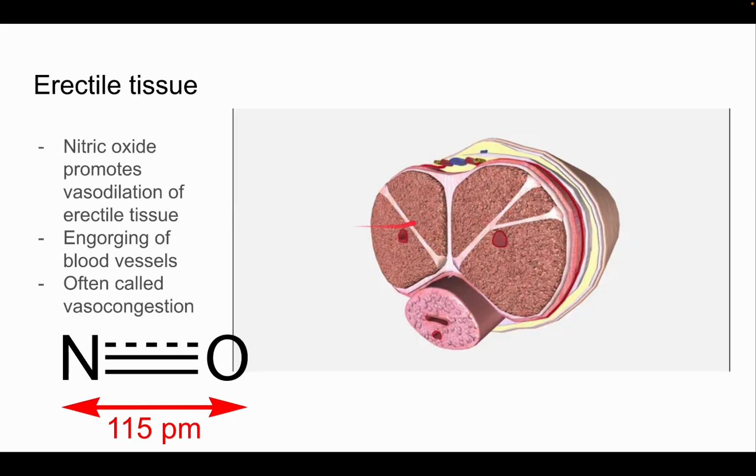Now, erectile tissue: I remember the corpora cavernosa and the corpus spongiosum here. Those are the two erectile tissues. And a hormone that we need to remember is nitric oxide, which promotes vasodilation of the erectile tissue. So you can infer that the cells within these erectile tissues secrete lots of nitric oxide, or at least have a lot of it ready for secretion to cause the vasodilation of the endothelium. The engorging of blood vessels is also often called vasocongestion, and we have the nitric oxide molecule here.